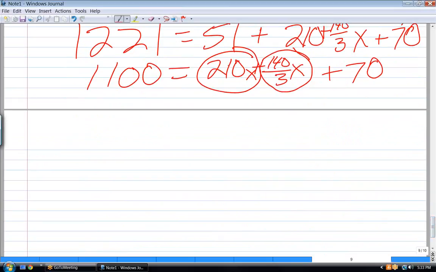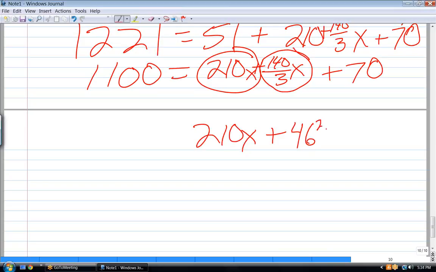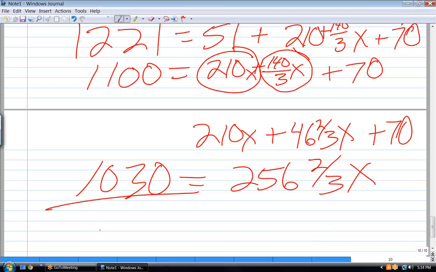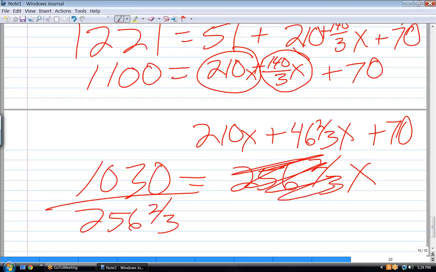So now I have to add 210 plus 140 over 3. So now I have to turn that into, 3 goes into that 46 2/3 times. Move the 70 over to the other side, making it 1030. Add these two together. I got 256 2/3 x. Now I can divide on a calculator 1030 by 256 2/3. That'll give me x.